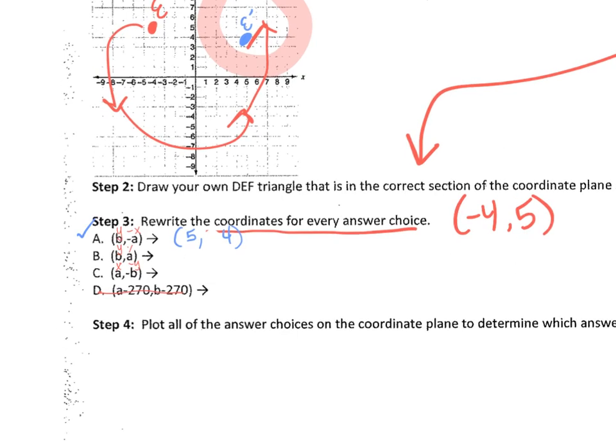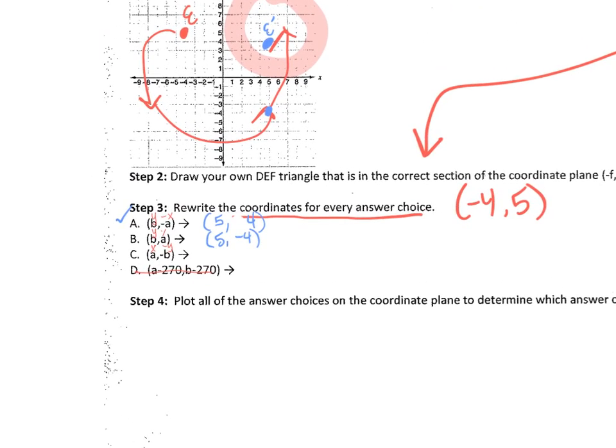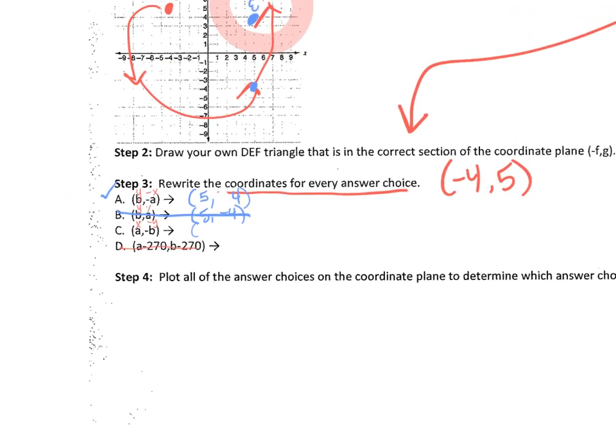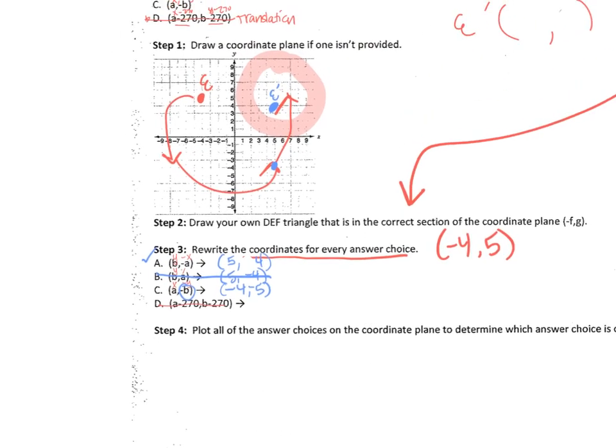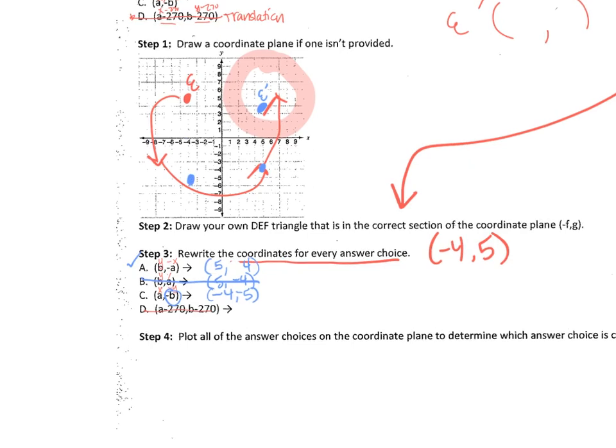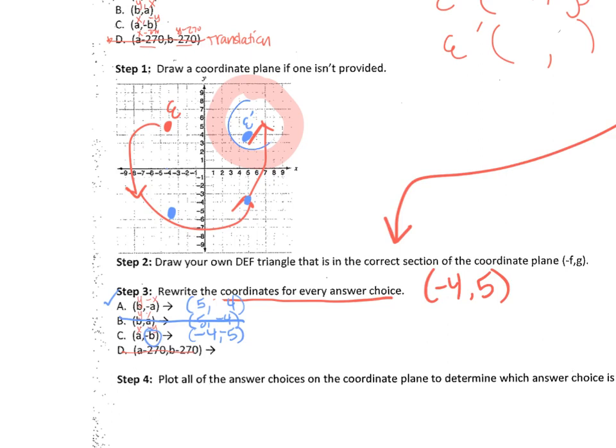So negative 4, 5. B says they flip, 5, negative 4, and nothing changes. So 5, negative 1, 2, 3, 4. Okay, so that's answer choice B. Is that in the right quadrant? No. And then C says they didn't flip around. Negative 4, 5. The only thing that changed is the sign in front of the Y value. So negative 4, negative 5, which would be right here. Okay, so again, is that the right quadrant it should be in? Nope, it should be up here. So your answer should be A.